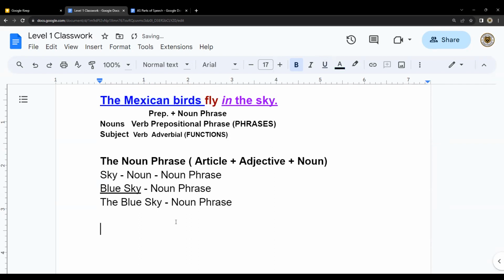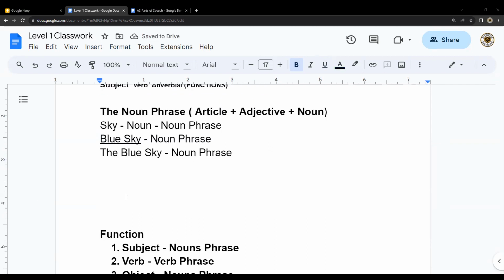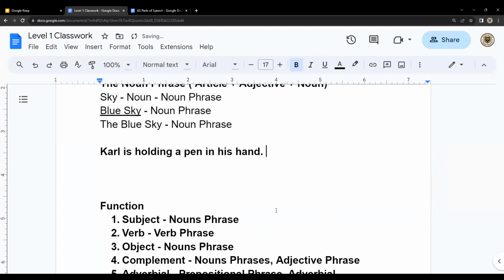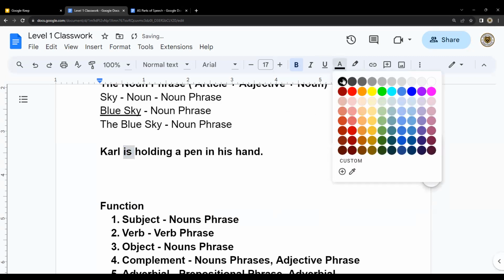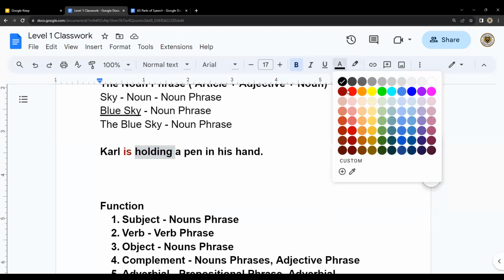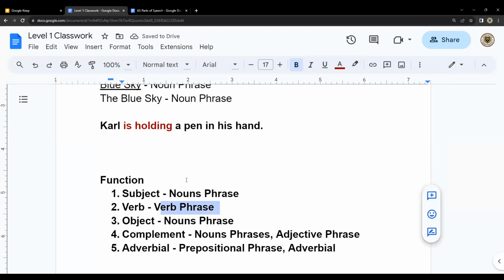Okay, let's look at another example, which is example B. In the book, we have: Carl is holding a pen in his hand. Okay, what is the verb here? ¿Qué más? Holding. Is holding. So remember, y es otro ejemplo, por eso es frase de verbo, porque también tiene su versión completa. Puede ser nada más el verbo, o puede ser auxiliar y verbo. Is holding is the verb.